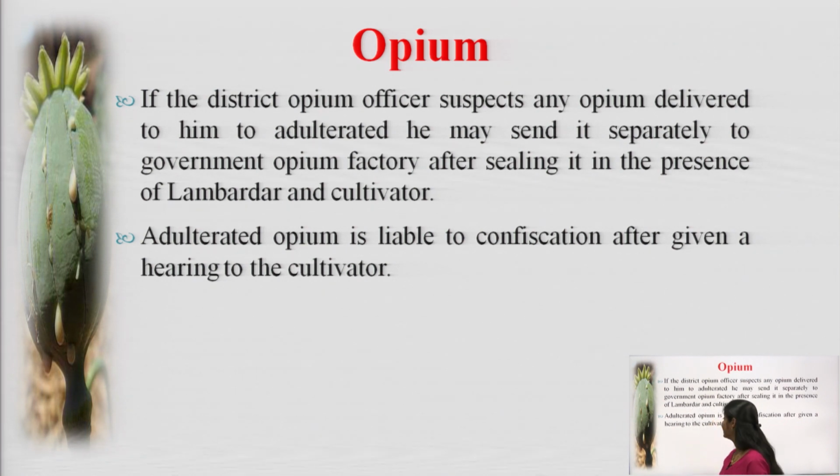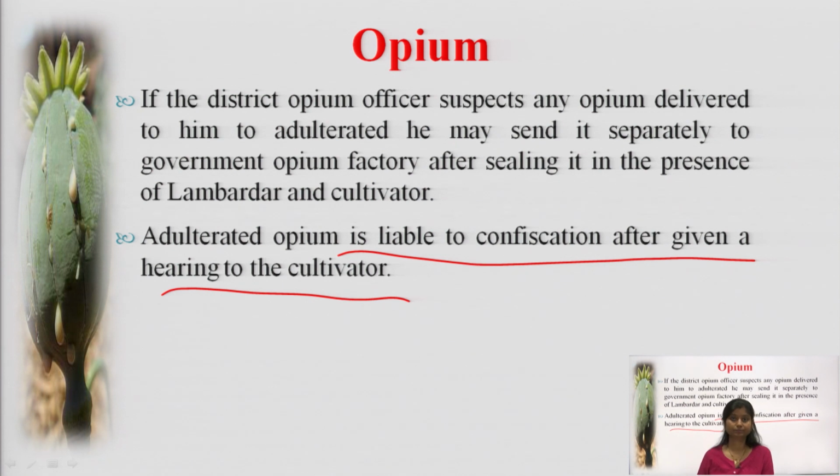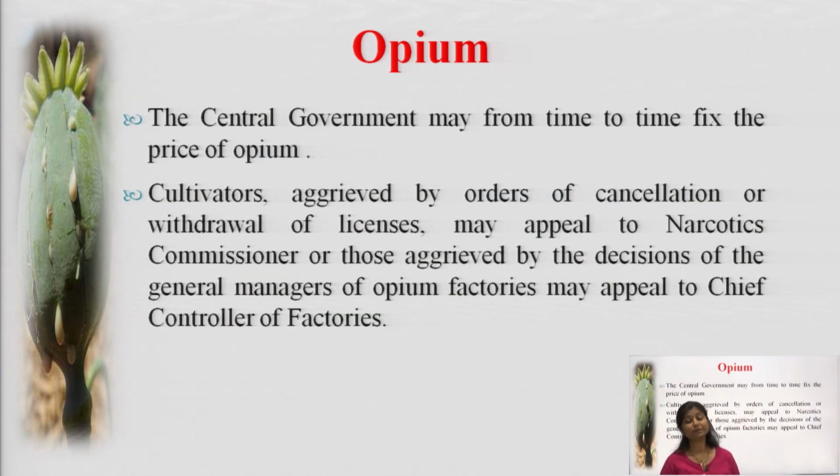Adulterated opium is liable to confiscation after giving a hearing to the cultivator. If adulteration is found in the drug collected, the responsible person is the cultivator, who is liable for conviction and confiscation, and has to explain how things were done. If he is found guilty, then he has to face the offences and penalties of the act. So the opium collected should be pure and should not be adulterated. So this was the way through which opium is collected.